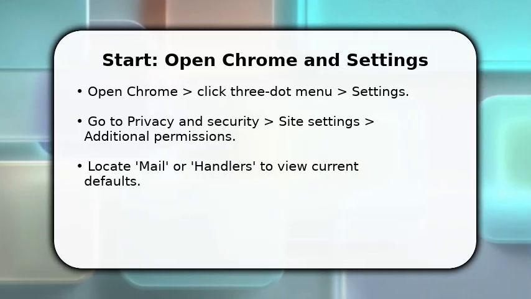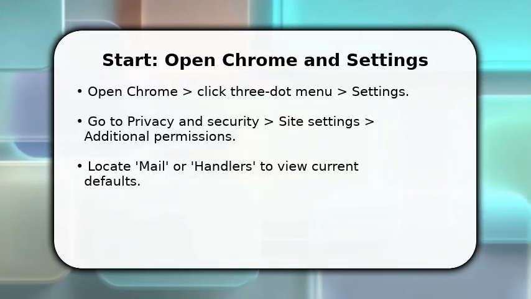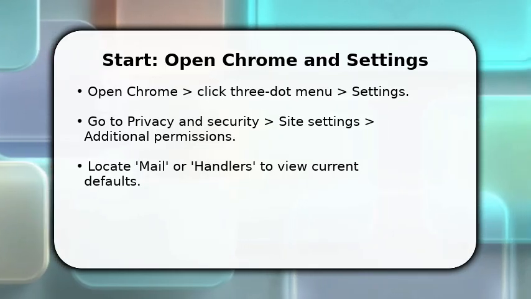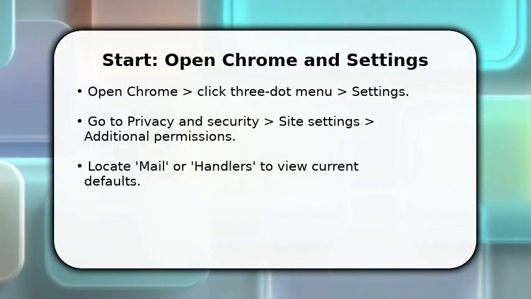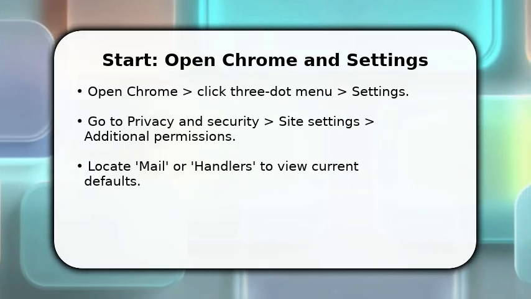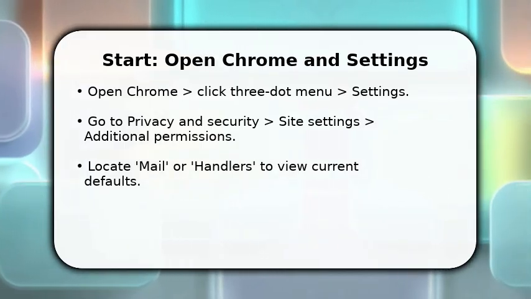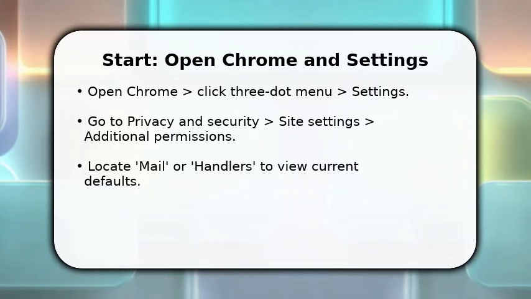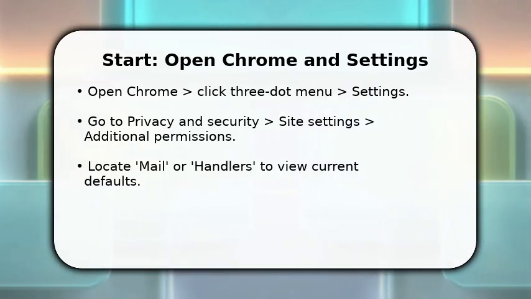You look for Mail or Handlers because Chrome treats Mailto links as a handler type. This first step exposes the current default and lets you remove or change entries. Do this now so the rest of the process configures a fresh mail handler without legacy conflicts.